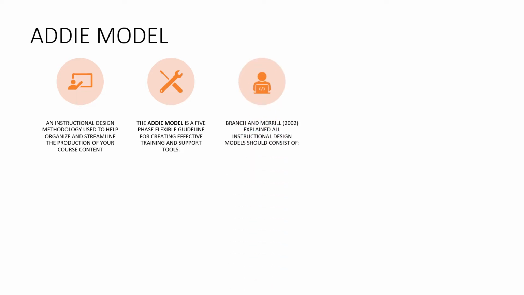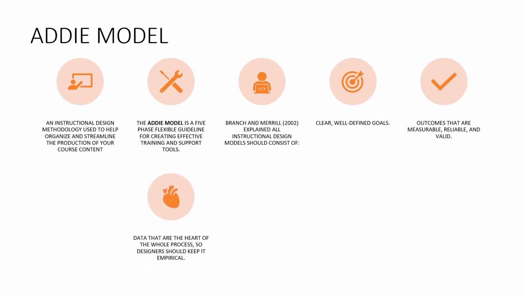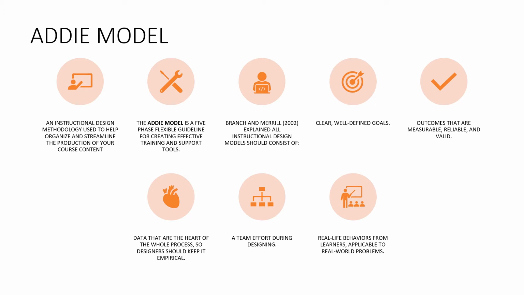Branch and Merrill in the year 2002 explained that all instructional design models should consist of: number 1, clear, well-defined goals; and number 2, outcomes that are measurable, reliable, and valid. Data are the heart of the whole process, so designers should keep it empirical, and a team effort during designing. Real-life behaviors from learners applicable to real-world problems.